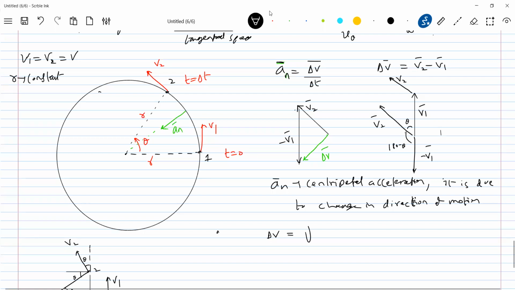So this will be root of V2 square plus V1 square plus 2 V2 V1 cos of the angle between V2 bar and minus V1 bar. How much is that angle? 180 minus theta. And V2 equals V1, as we know. So this will be V square plus V square minus 2V square cos theta.